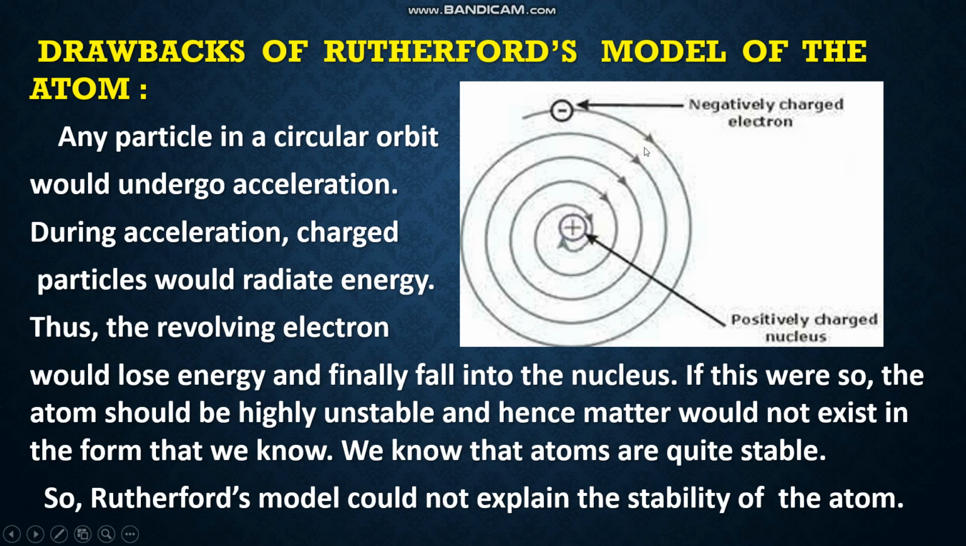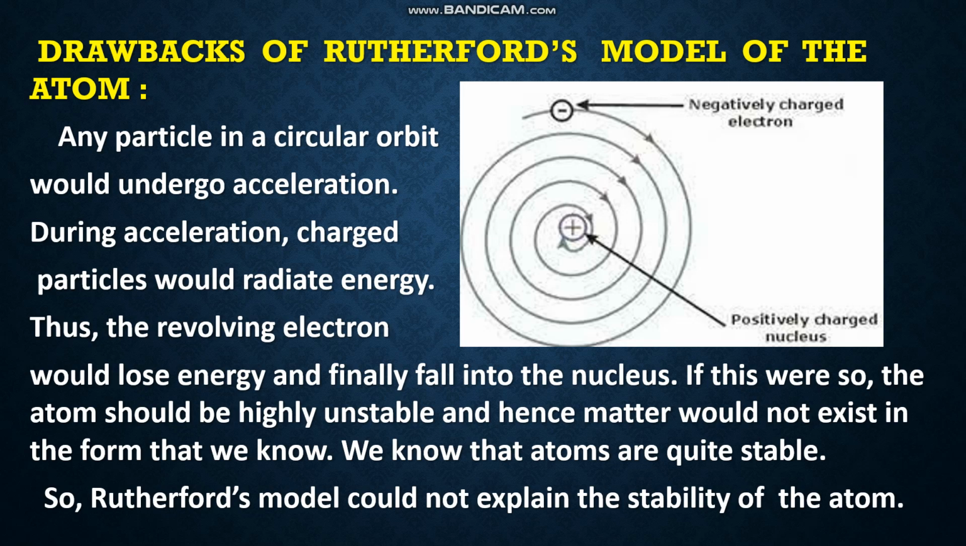So this electron, when it is revolving around the nucleus, goes on losing energy, and it comes nearer and nearer to the nucleus. At last, it falls into the nucleus and the atom collapses. That means it is destroyed. But actually, you have already learned that atoms cannot be destroyed. Atoms are stable. So, Rutherford could not explain the stability of the atom, why the atom is stable. According to him, the atom should be destroyed.